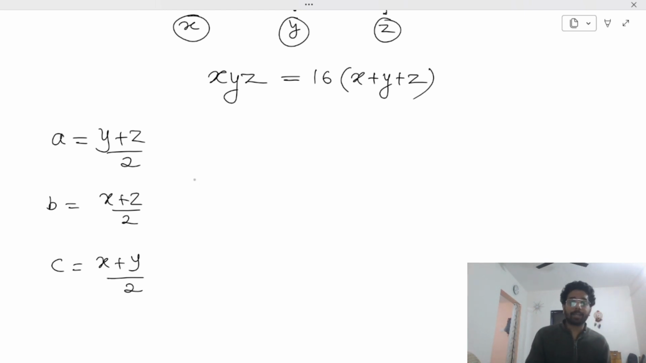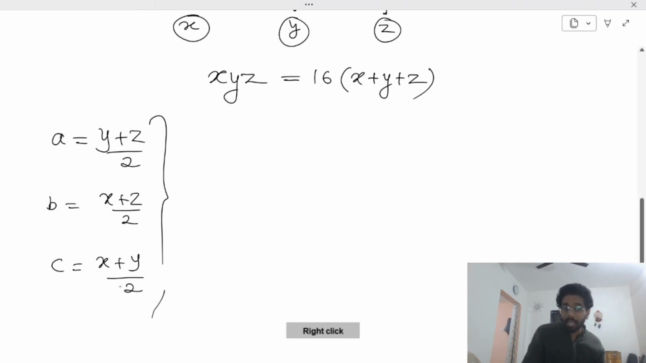So coming back to the point, what is the conclusion? A is an integer. If A is an integer, it can only happen if y plus z is an even number, because odd by 2 cannot be an integer. So y plus z is even. Now if y plus z is even, it can only happen if y and z both are odd or both are even.